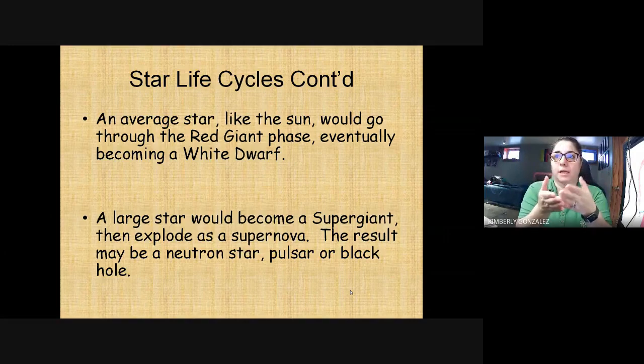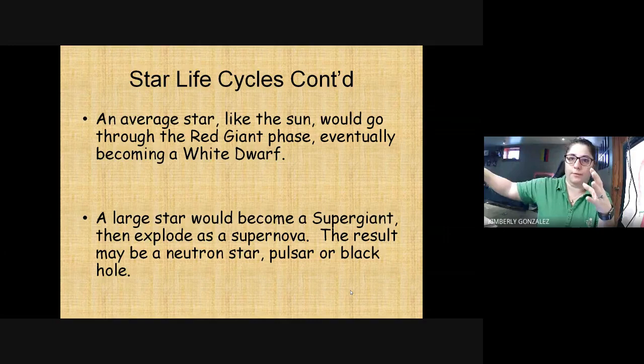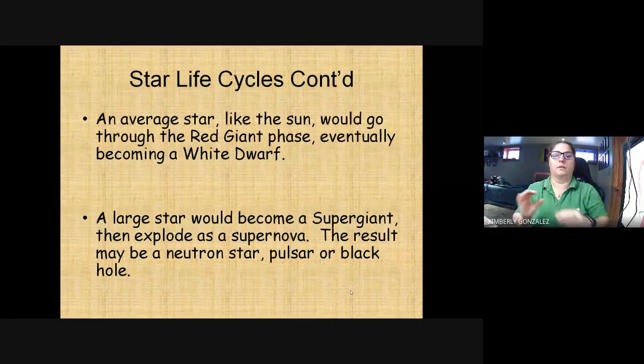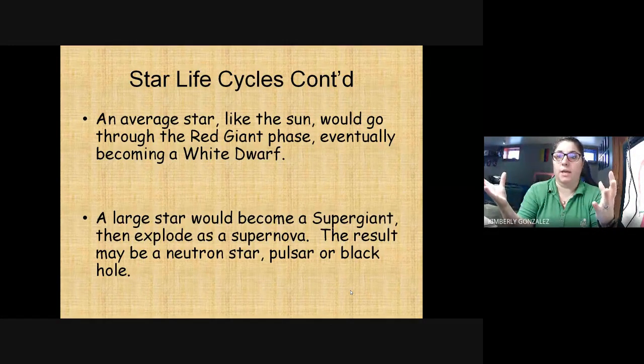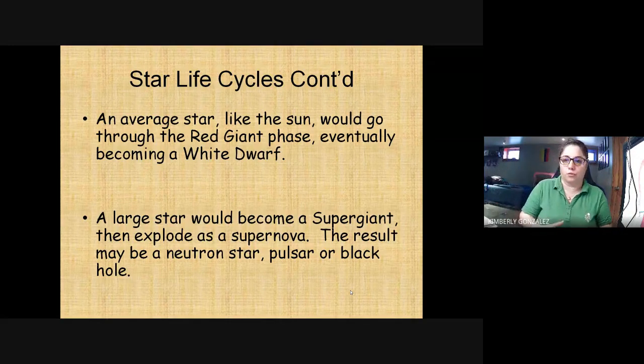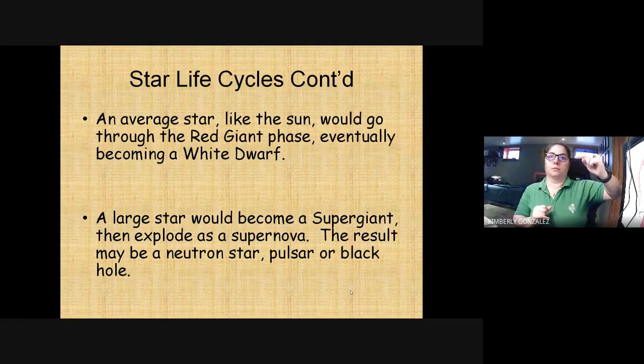So if you're an average sized star like our sun, eventually when it goes through the red giant phase, once it depletes all of its hydrogen, it will become a white dwarf. A larger star, so anything bigger than our sun, will become a supergiant eventually, and then it's going to explode as a supernova. The result of that is going to be either a neutron star, a pulsar, or a black hole. So if you're an average star or smaller, you go to a white dwarf, or a large star will go to a neutron star, black hole, or a pulsar.